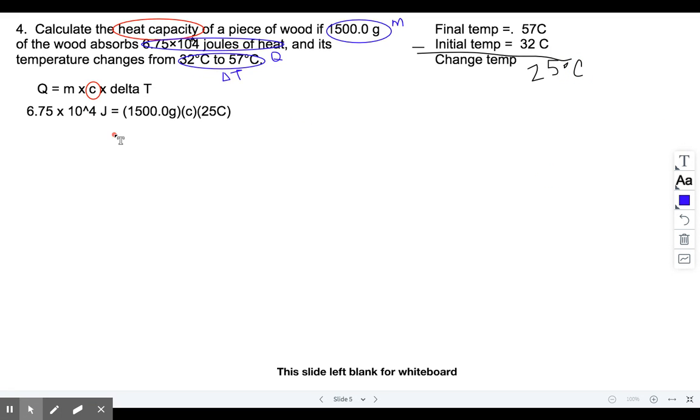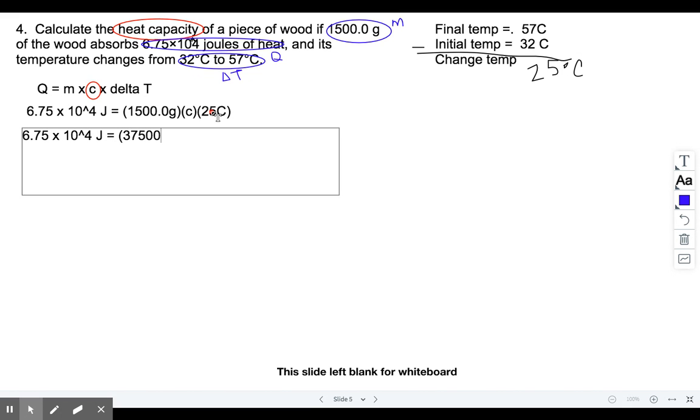Okay. So now we want to do some multiplication. So we want to multiply the 1,500 grams times the 25C. This 6.75 times 10 to the power 4 joules is going to stay the same. And then I want to multiply the 1,500 times the 25. And that's going to give me a big number, 37,500. And I got to multiply those two units, the grams times the Celsius.